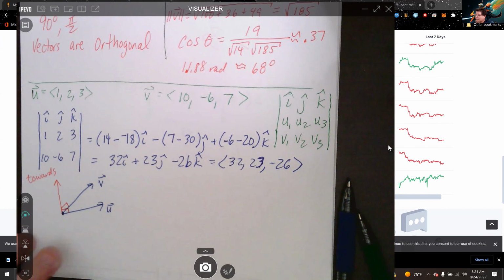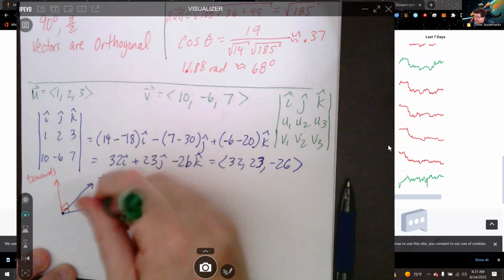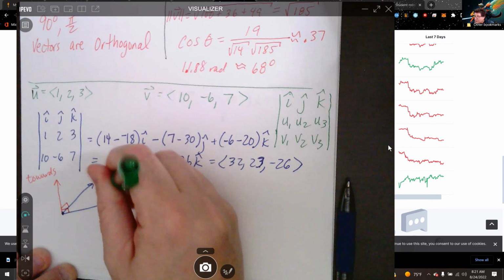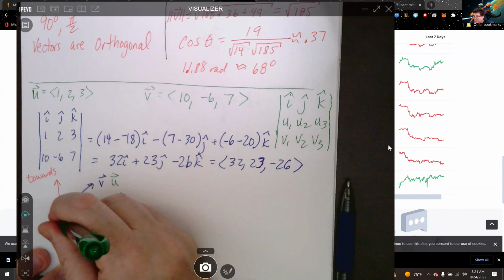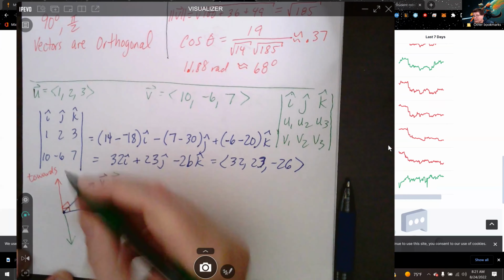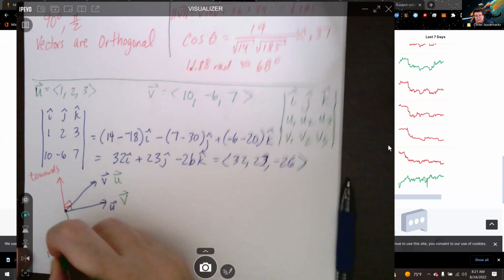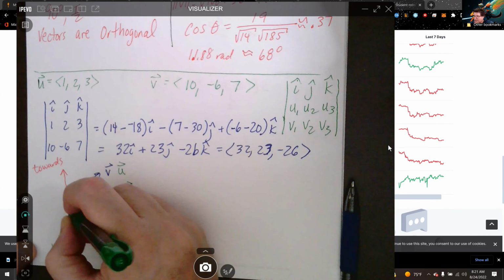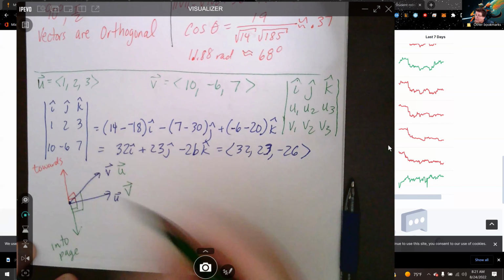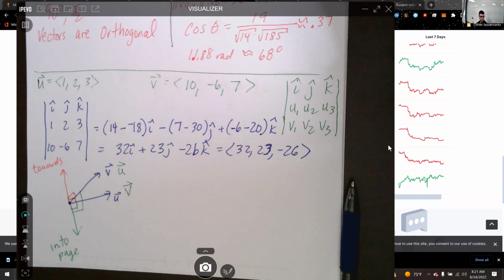Now, if this was labeled the other way, if this was V and this was U, then the vector would point into the page. But still make a right angle with each of those things. So it takes two vectors and makes a vector orthogonal to both.